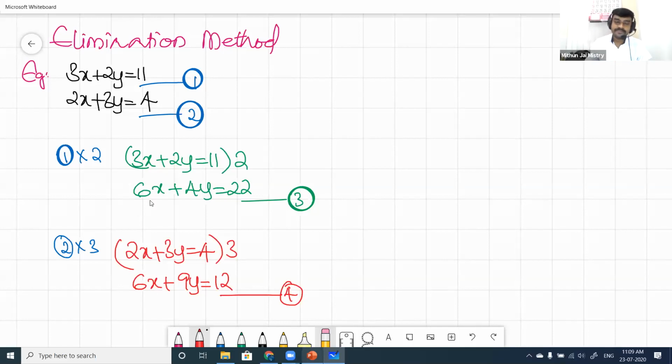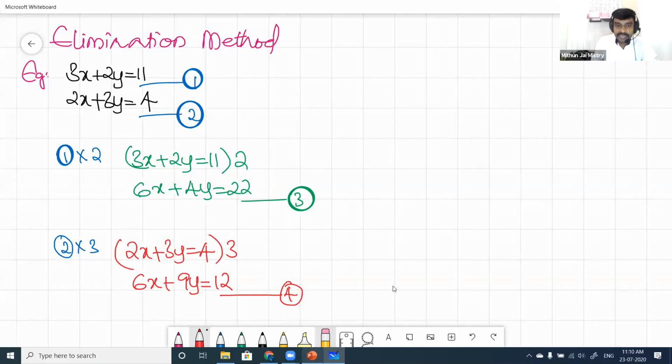Next, the second thing. The coefficients of x are plus 6, plus 6. If they are of the same sign, then subtract the equations. If they are of opposite sign, for example, here we get minus 6x and here we get plus 6x, then you need to add. I repeat, if they have the same sign, you subtract. If they have opposite signs, you add. Presently, what should I do? I should subtract. Why? Because both have the same sign.